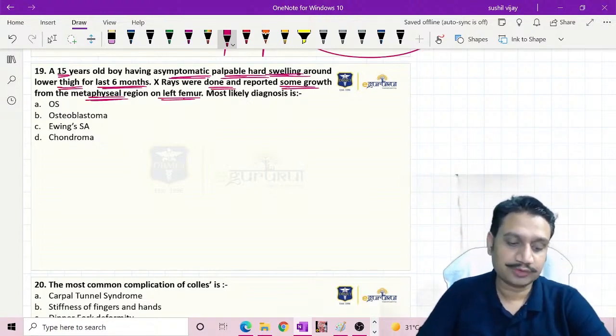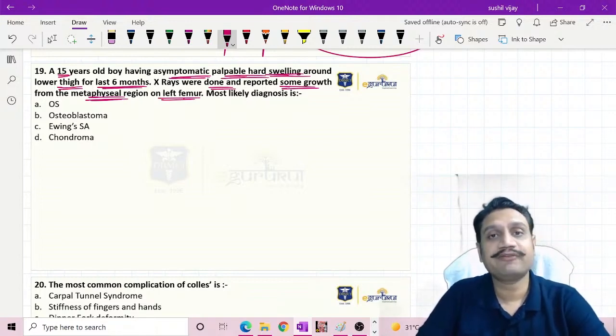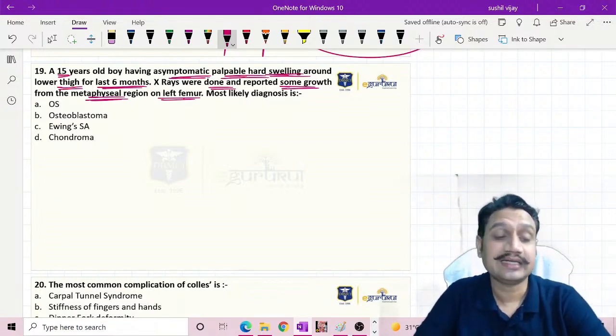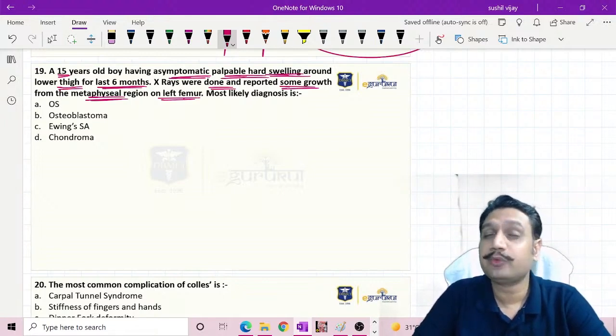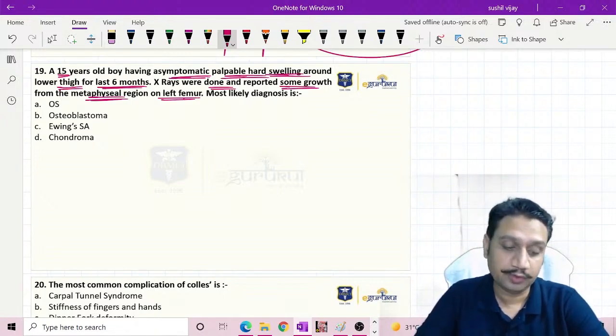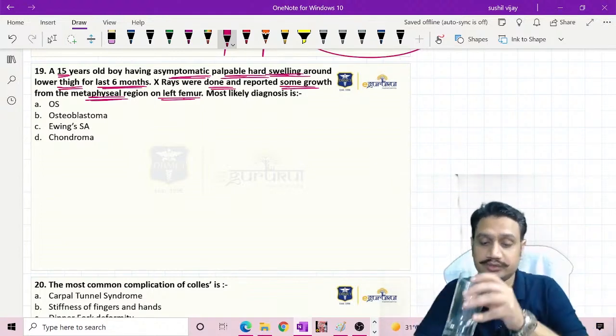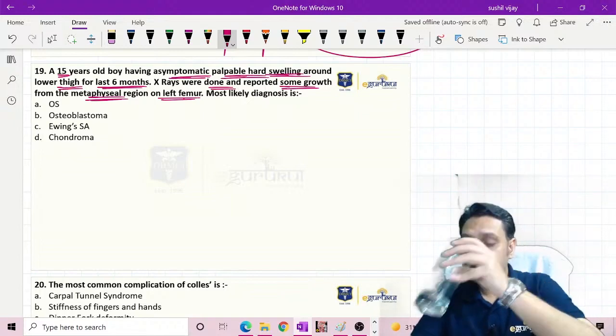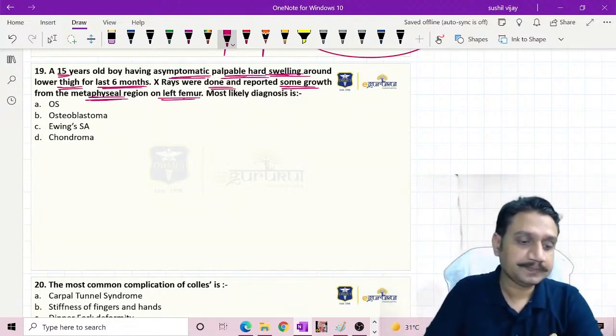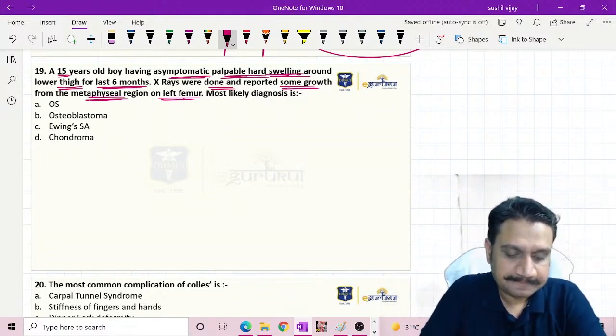Most likely diagnosis? I have already shown you the answer. In which condition should there be a palpable hard swelling around the metaphyseal area of the bone? The X-ray is showing you metaphyseal growth. So what do you think it is?